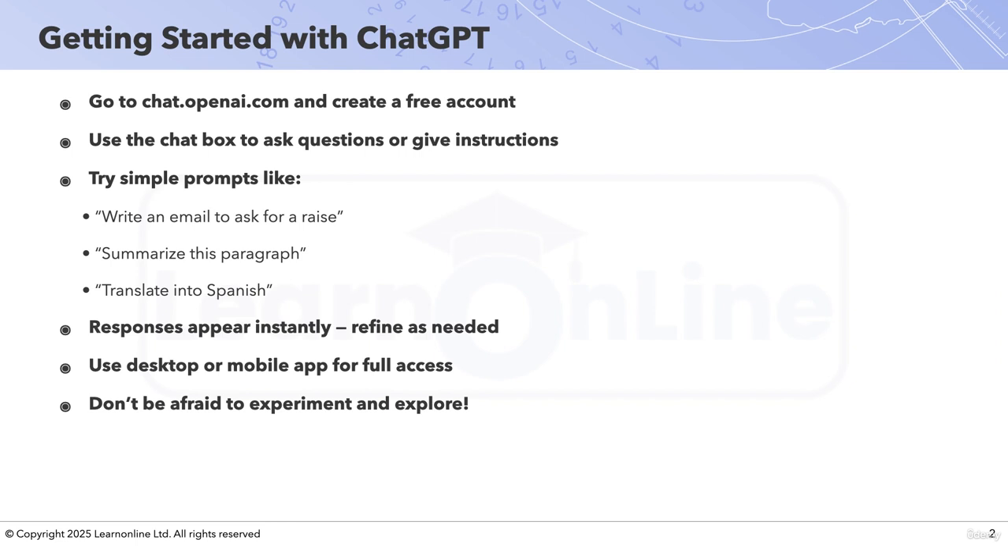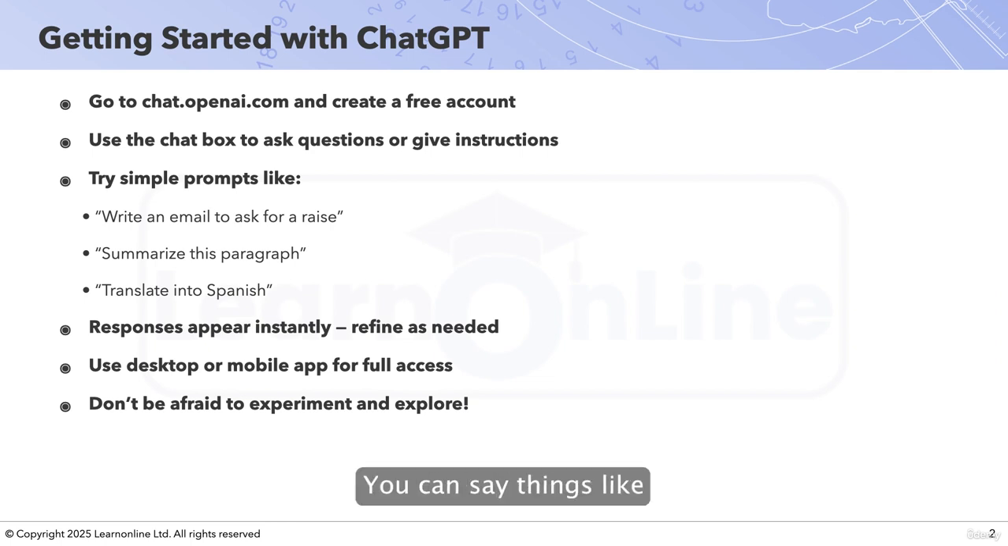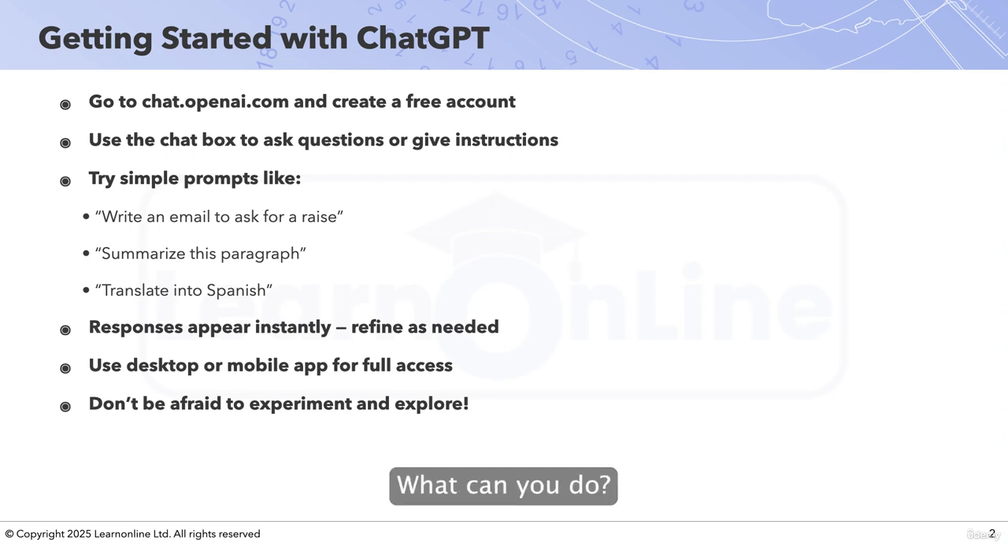Step 2. Start typing. In the box, you can type any kind of instruction, question, or message. Think of it like texting a super smart friend who knows a little bit about everything. You can say things like, "Write an email to my boss asking for a day off." "Summarize this paragraph into 3 bullet points." "Help me name my new Etsy shop." "Give me 5 blog ideas about healthy living." "Translate this sentence into French." There's no wrong way to start. The key is to be clear and specific, and we'll go deeper into prompt writing in the next few slides. For now, just try something simple, even if it's just, "Hi ChatGPT, what can you do?"